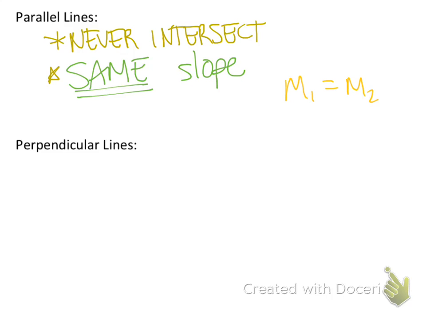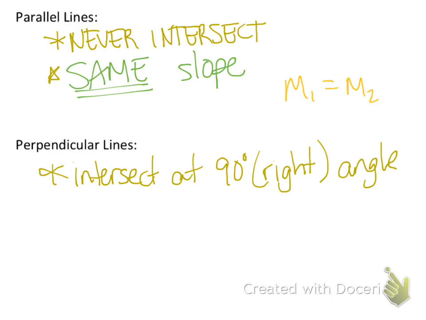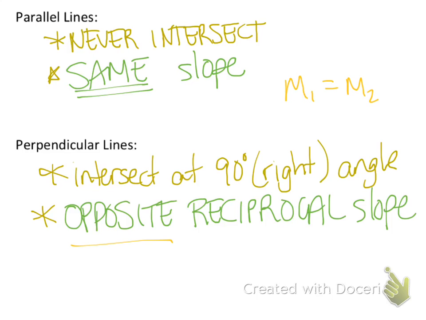Perpendicular lines: if I were to ask you what perpendicular lines are, the first definition that would probably come to mind is that they intersect at a 90-degree or right angle. In order for this to happen, their slopes must be opposite reciprocals of each other. In other words, if I have a slope of 5, the perpendicular slope, and I'm going to use this symbol for perpendicular, would be -1/5. So opposite, positive to negative, and reciprocal, you're just going to flip the number.